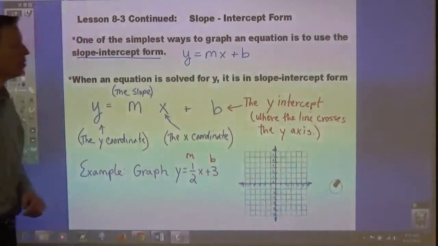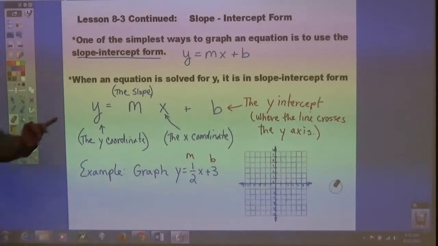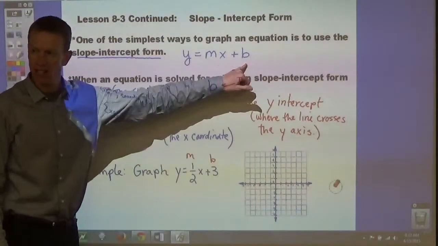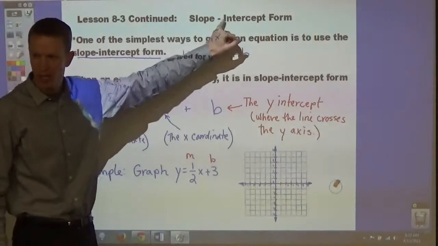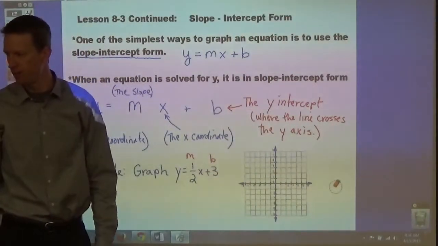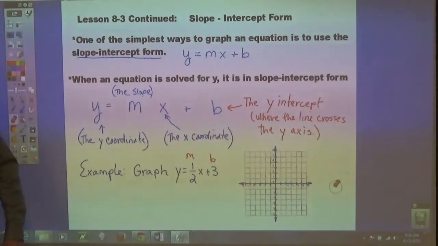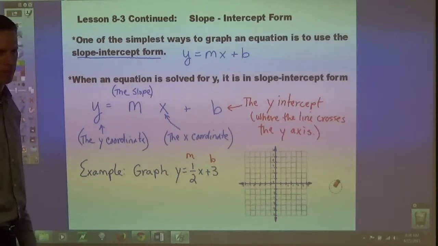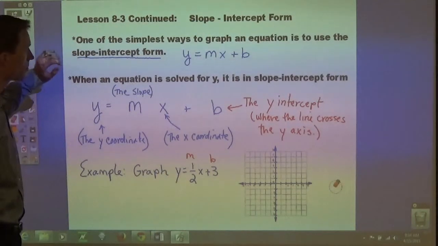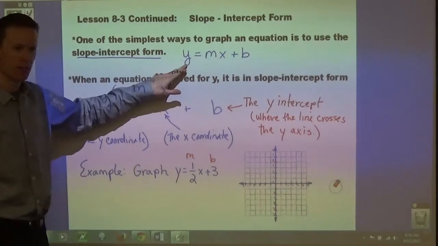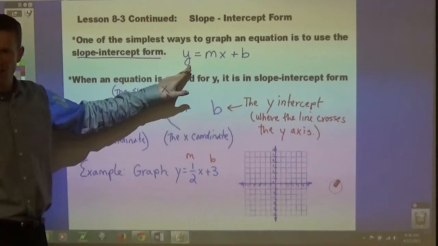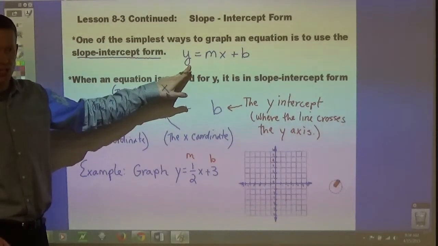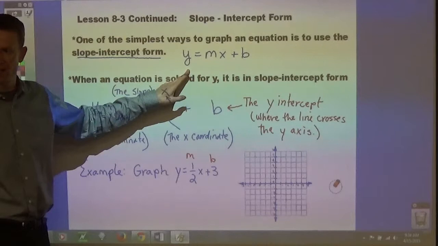Now we're going to get into using the slope and using another number in this equation called the slope-intercept equation, or the slope-intercept form, it's called in your book. Okay? And this is on page 417. It talks about the slope-intercept form. Now, what that means is it's an equation that is solved for y. Okay? It's any equation that you solve for y.